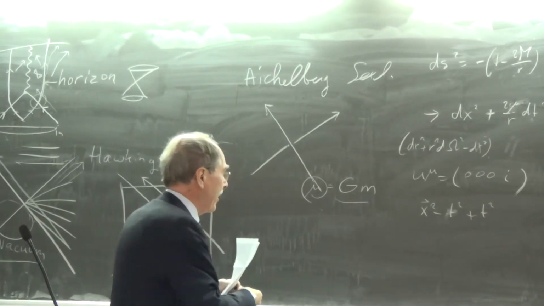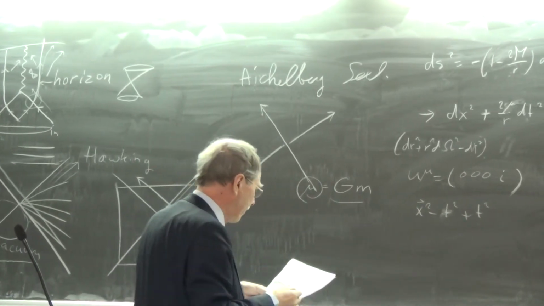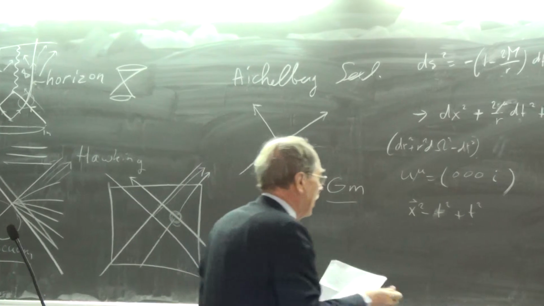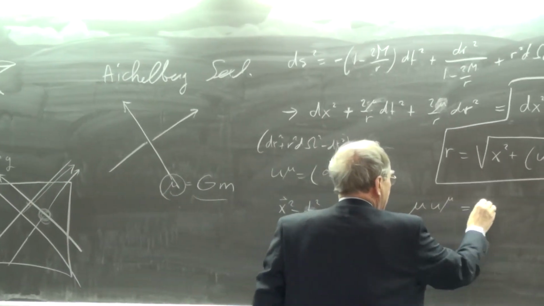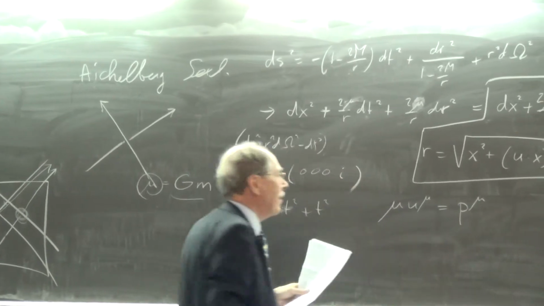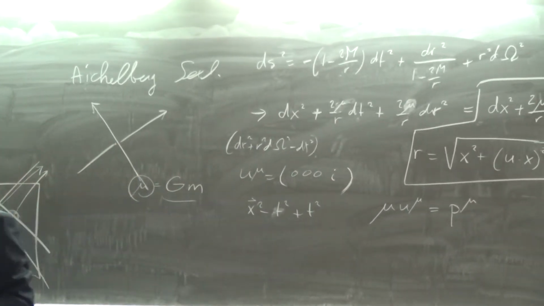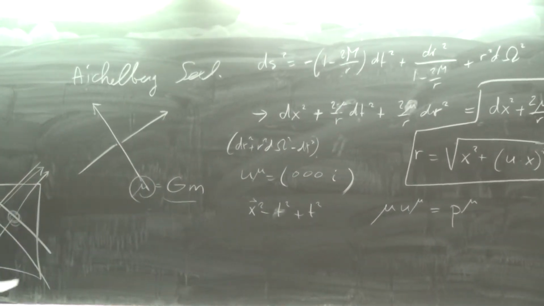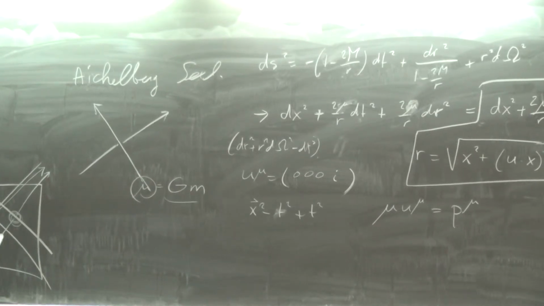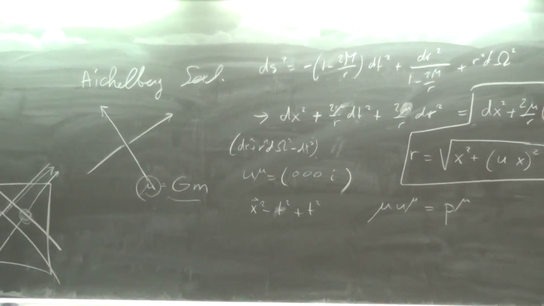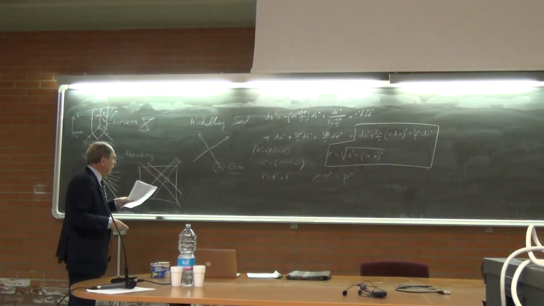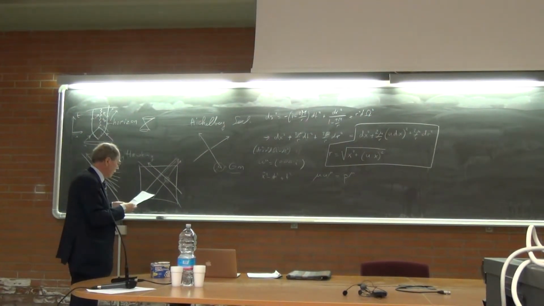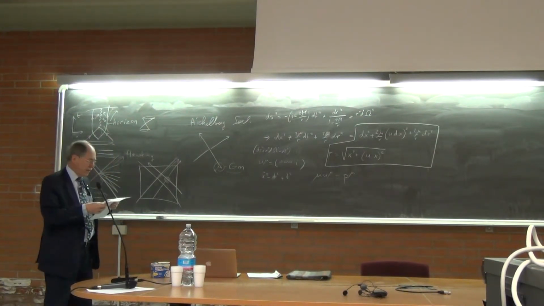So now I say, instead of choosing u this way, I'll consider mu times u mu as being p mu, the momentum of the particle. But now I can make p mu very large in one direction, and only keep the terms that blow up when p mu becomes large. And then you perform a few transformations.